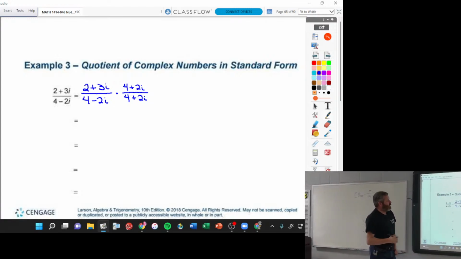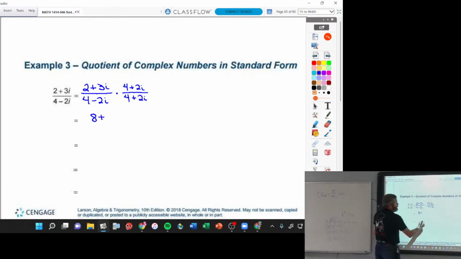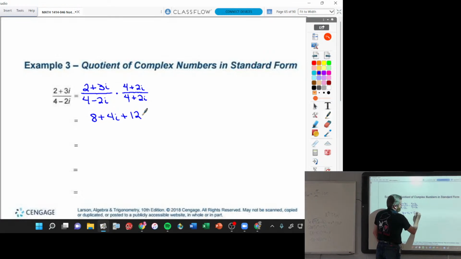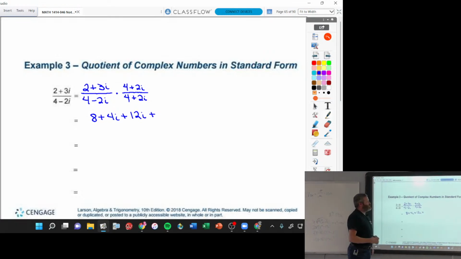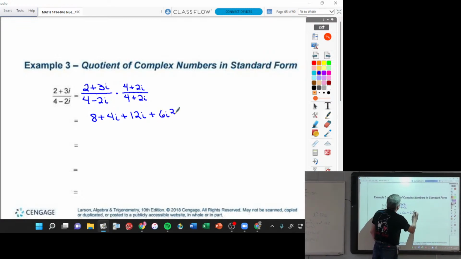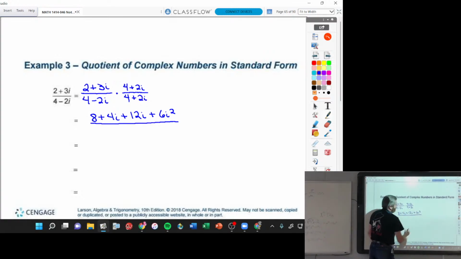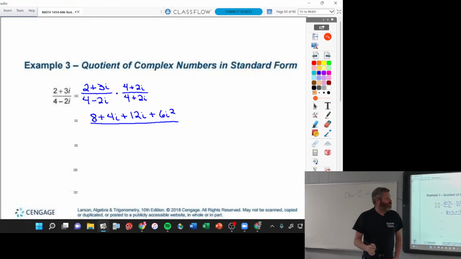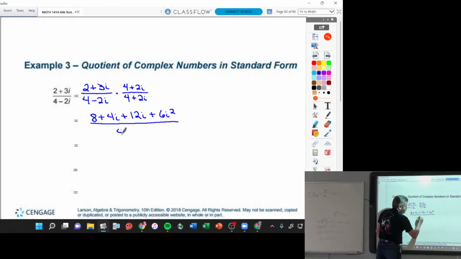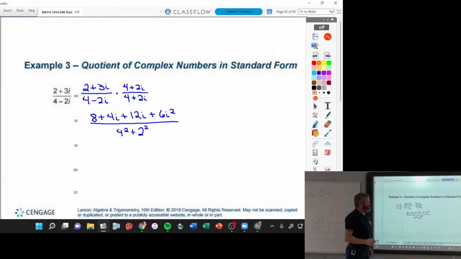And if I multiply the bottom by that, I must multiply the top by that. Multiplying the top out, first times first is 8, plus outside times outside is 4i, plus inside times inside is 12i, plus last times last is 6i squared. Divided by, well, because I have a complex conjugate, 4 minus 2i and 4 plus 2i, all I need to do is take my a, which is 4, plus my b, which is 2, and square each of those.